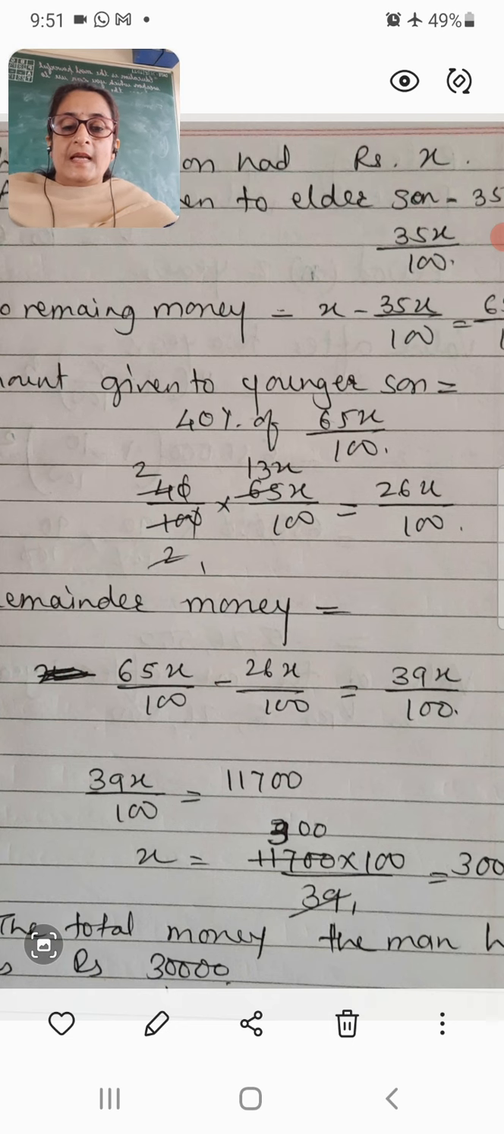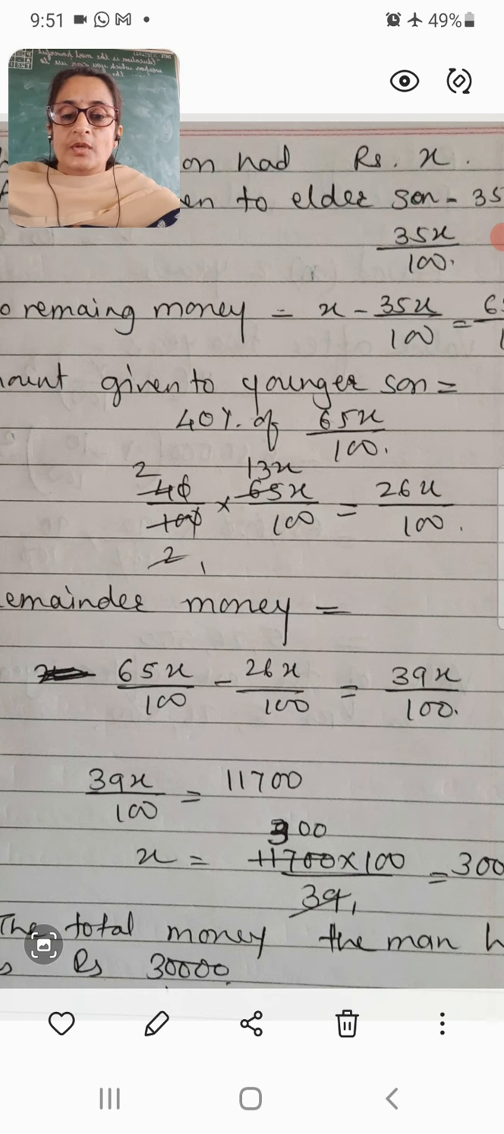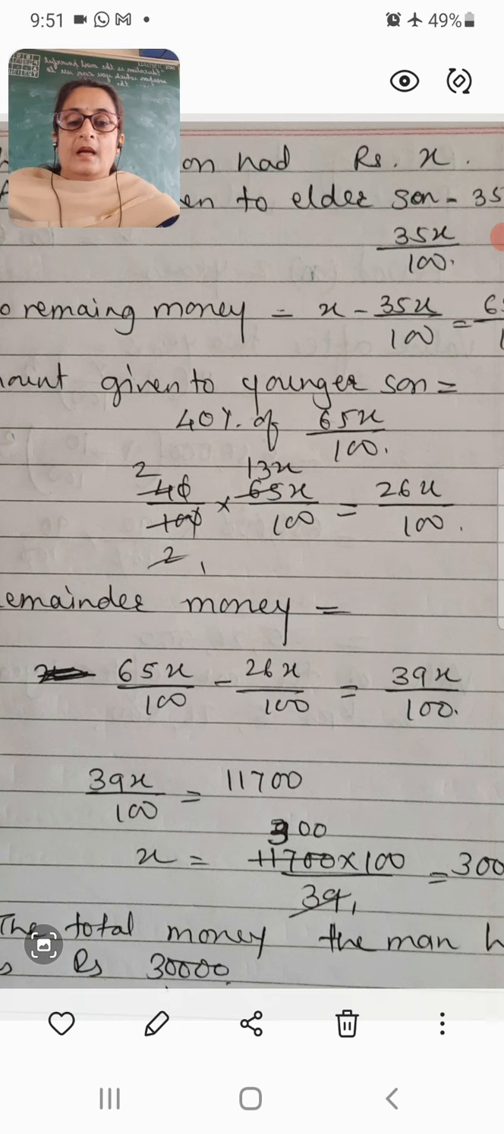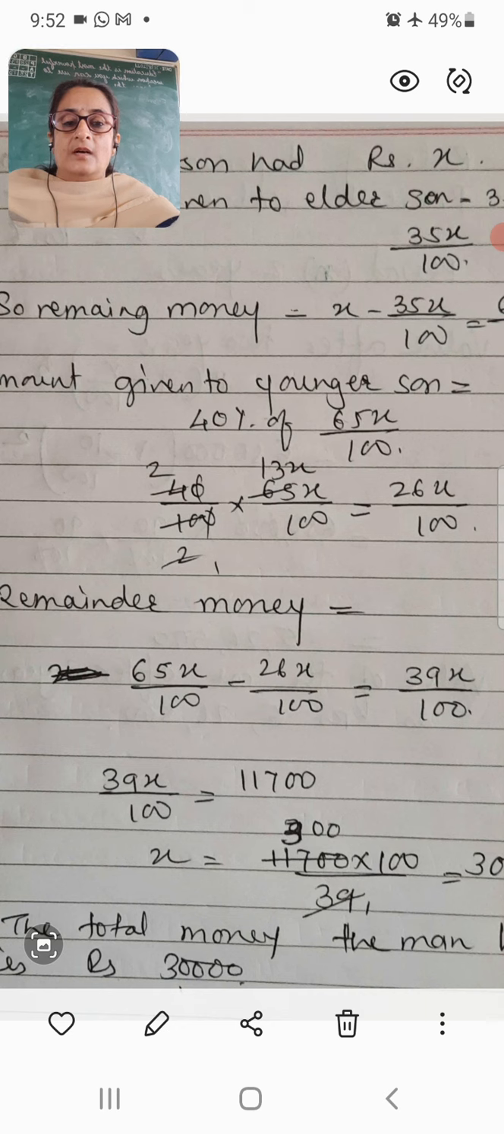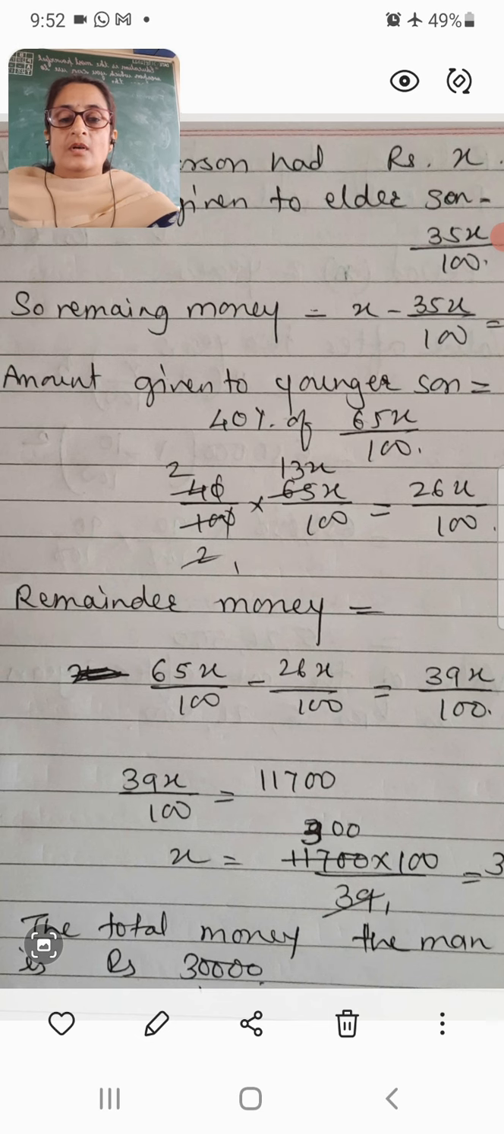So 65x upon 100 is the money he has left with after giving to his elder son. Afterwards, he has given 26x upon 100 to his younger son. Now he has remained with 39x upon 100. So 39x upon 100 is equal to 11,700. That is what they have given you. When you solve this, you will get 30,000. 30,000 was the total money he was having.